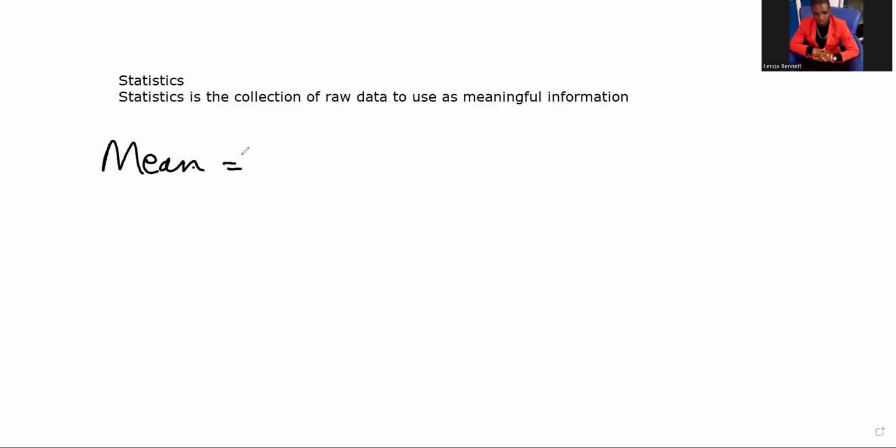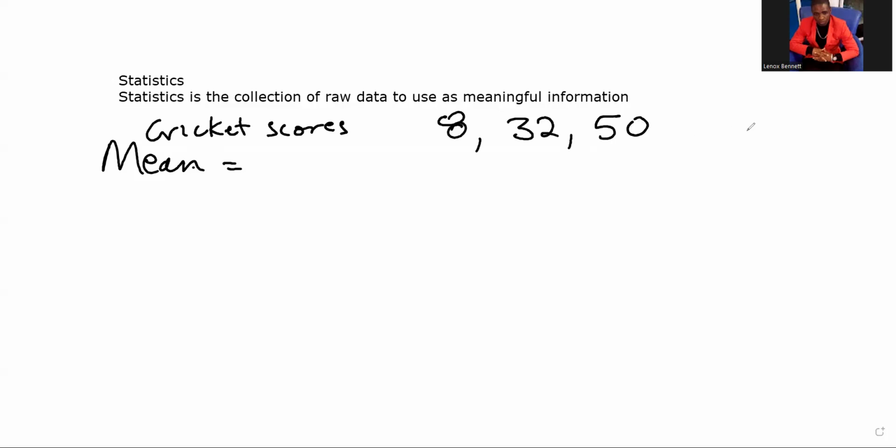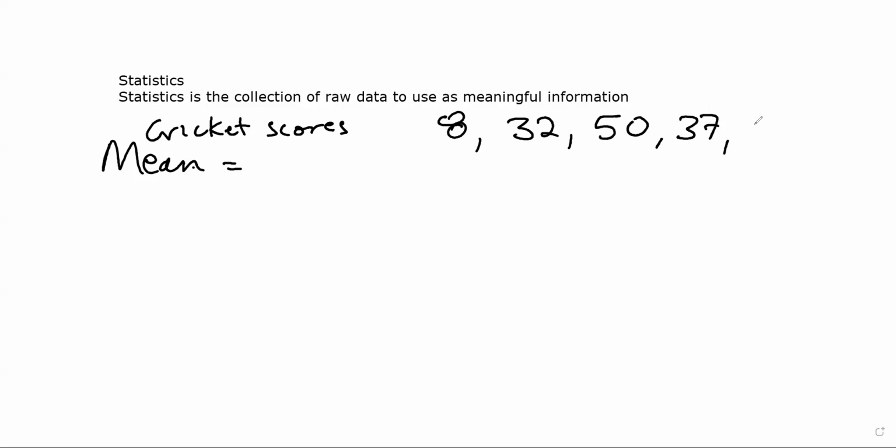So the average is basically adding up all the numbers and dividing it by the total number of numbers. Let us see a cricketer's scores. First match, he scored 8. Second match, 32. Next match, 50. Next match, 37. Next match, 93. Let us find the average of all of these scores.